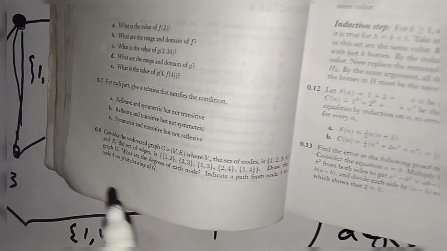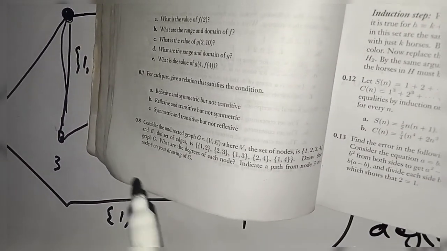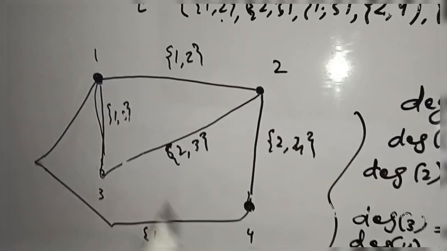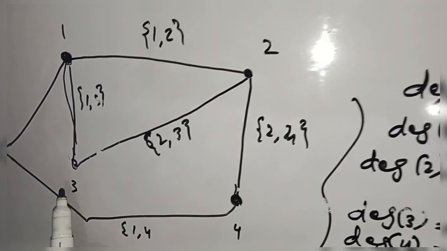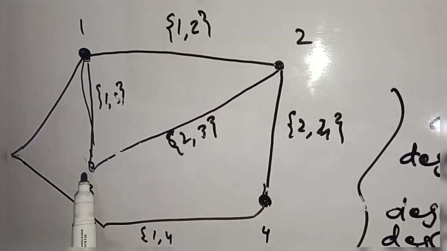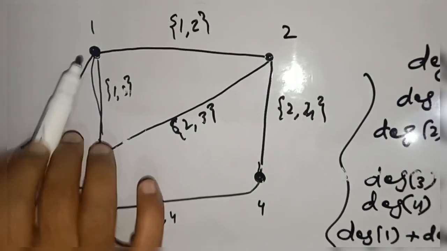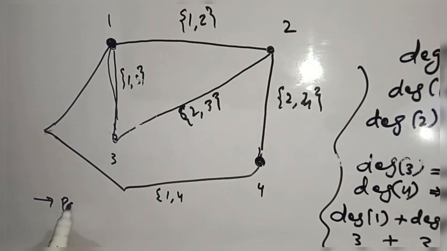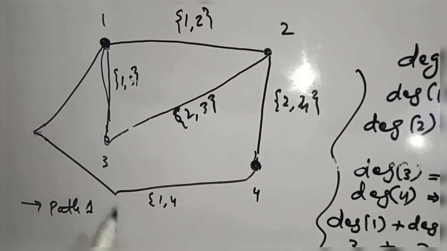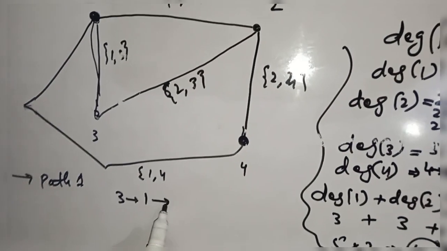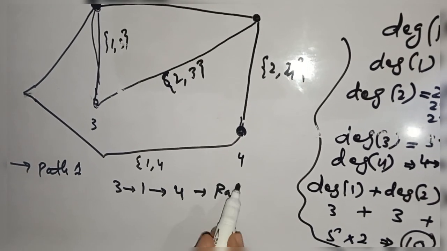Now the third part of the question says: indicate a path from node 3 to node 4 on your drawing. This is node 3, and we have to find a path from node 3 to node 4. If I can go from 3 to 1, then I can directly go from 1 to 4. This is the simple path 1.